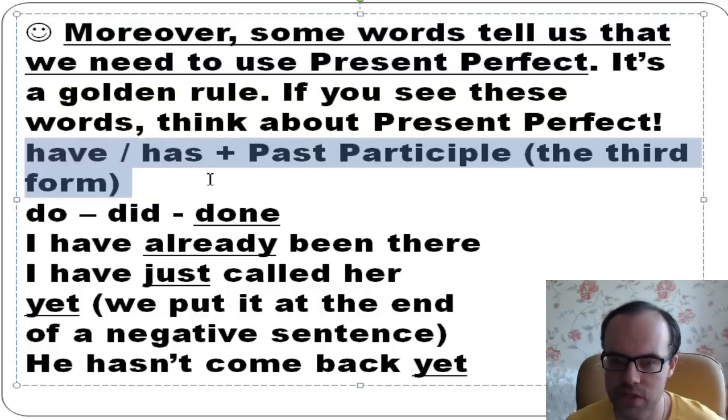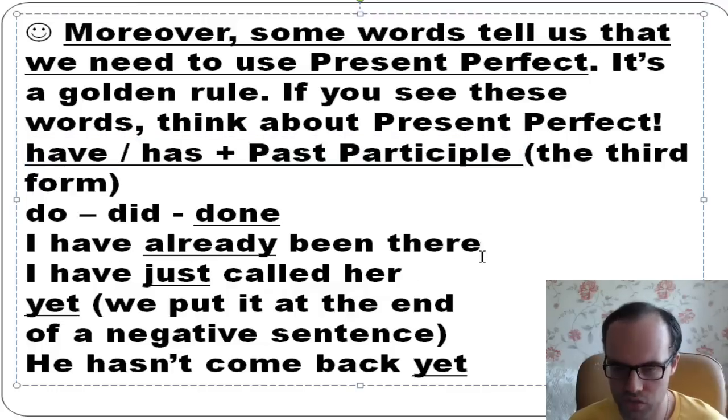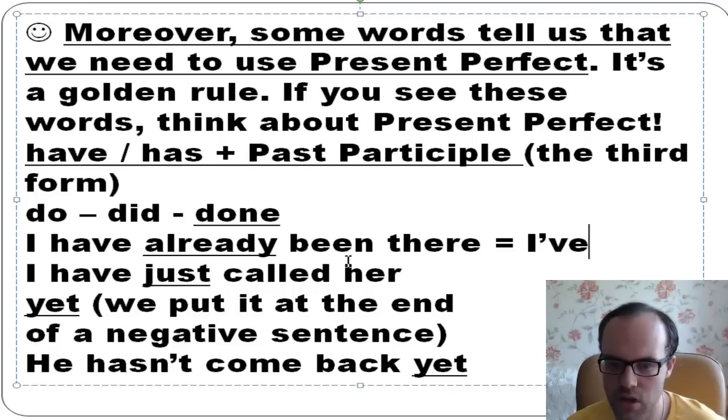So we form it this way: have, has plus past participle or the third form. So you see, do, did, done. So done is past participle. And some examples. I have already been there. I have just called her. Or you know that we often use a short form and we say I've. I've already been there. I have just called her, or I've just called her. Yet we put it at the end of a negative sentence. Look, he hasn't come back yet.